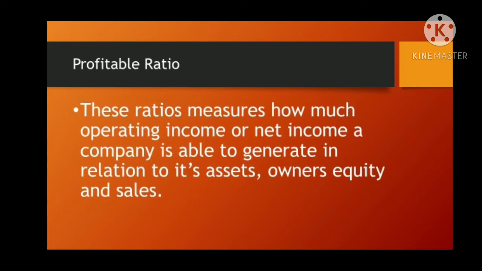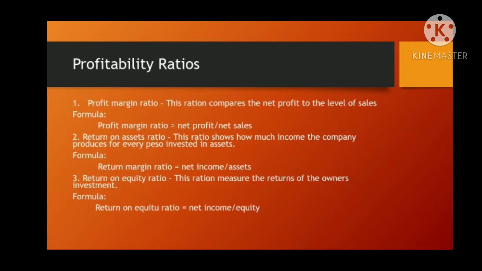The last type of financial ratio is the profitability ratios. These ratios measure how much operating income or net income a company is able to generate in relation to its assets, owner's equity, and sales. Among the more notable profitability ratios are as follows. First is the profit margin ratio. This ratio compares the net profit to the level of sales. The formula used for this is profit margin ratio equals net profit over net sales.